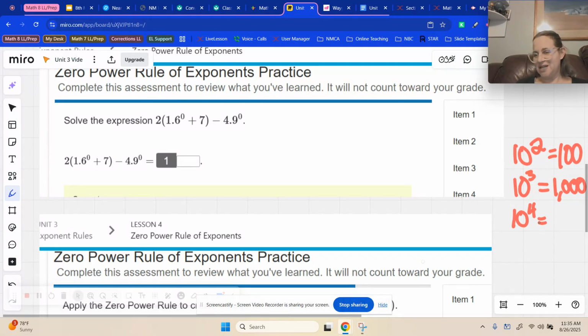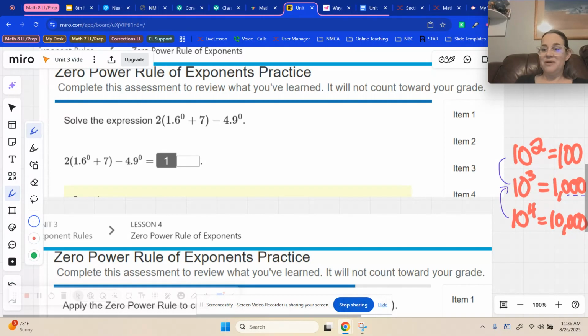That's 10 times 10 times 10 times 10. That's 10,000. Okay, now what if we went backwards? What if we started with 10 to the fourth and went to 10 to the third? Did anybody notice that a zero comes off? So when we go minus a power of 10, we end up with one less zero.